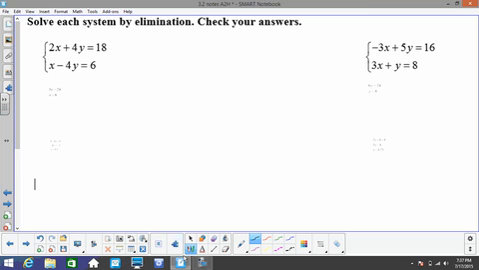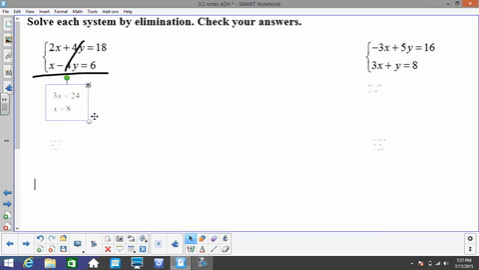So on that first one, it looks like we already have some opposite coefficients. Positive 4, negative 4. What's going to happen is they cancel out. And then I add the equations. 2x plus x gives me 3x. 18 plus 6 gives me 24. Divide by 3 and I get x equals 8.